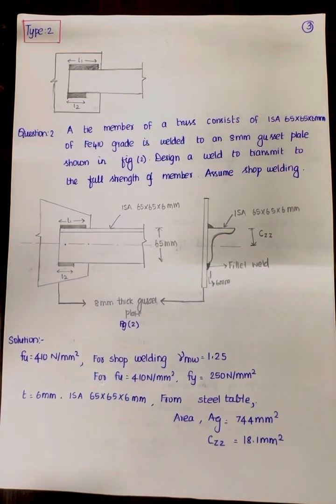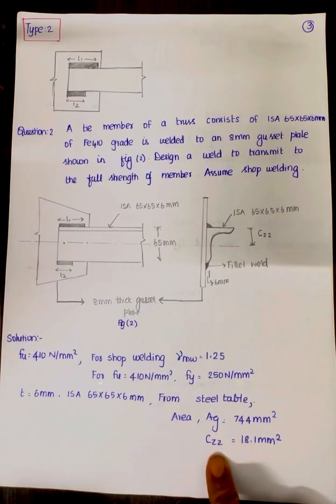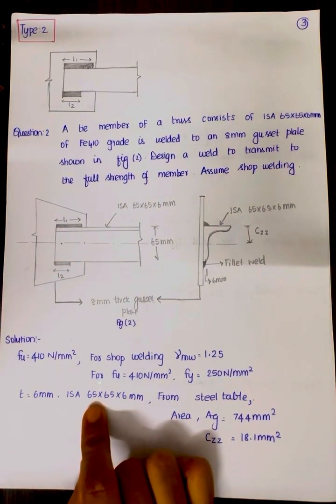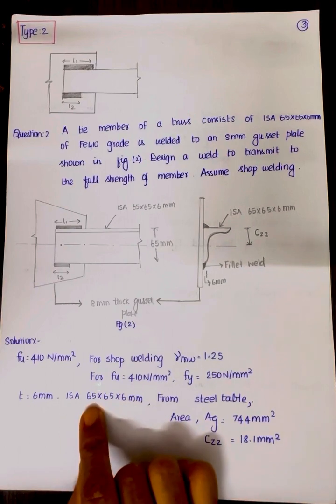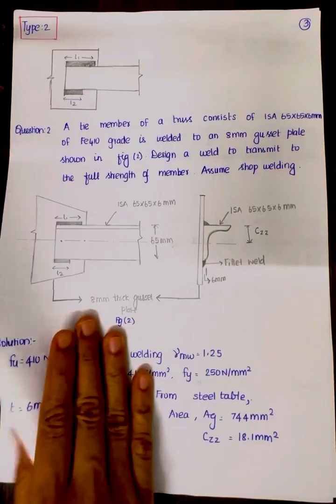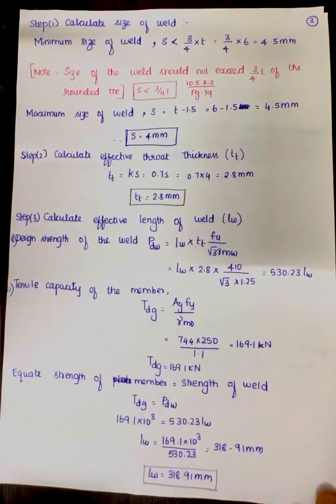Now, as it is an angle, we have to use a steel table to identify the area and the centroidal distance. This is from the steel table. So we will get the AG and CZ. This value can be obtained for the corresponding ISA 65 by 65 by 6 mm. Okay. So this is the first basic thing. So you know step 1. What will be the step 1?